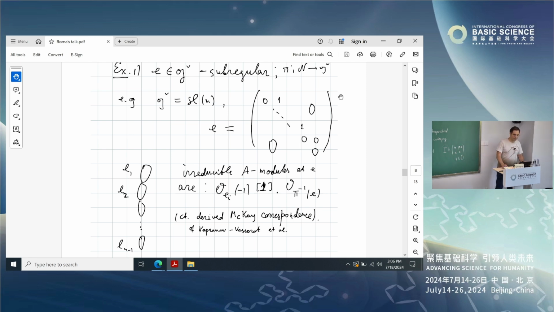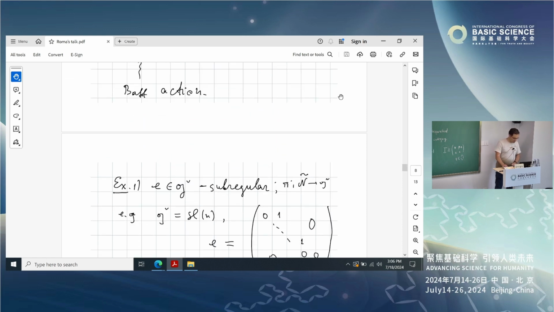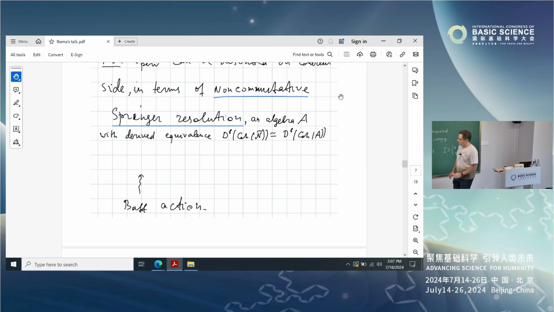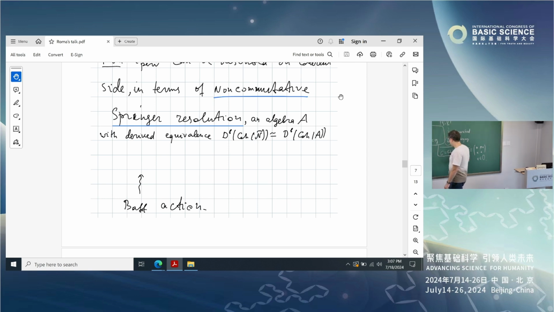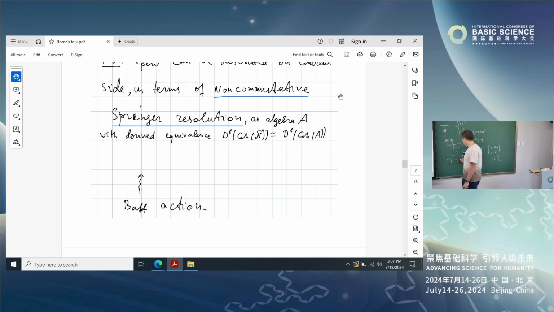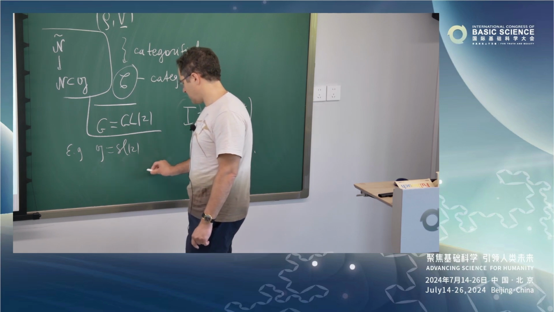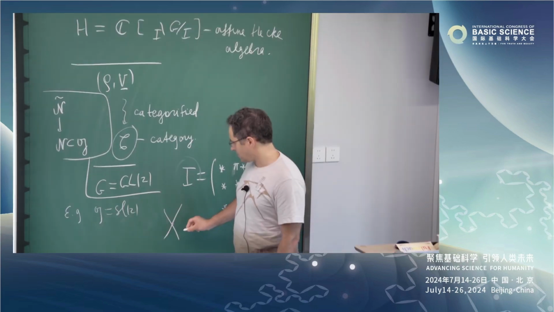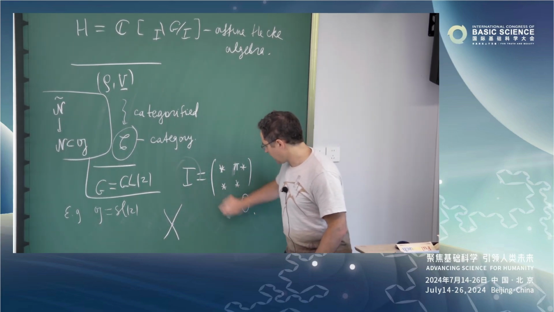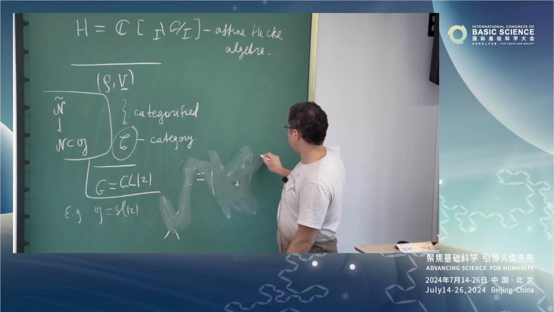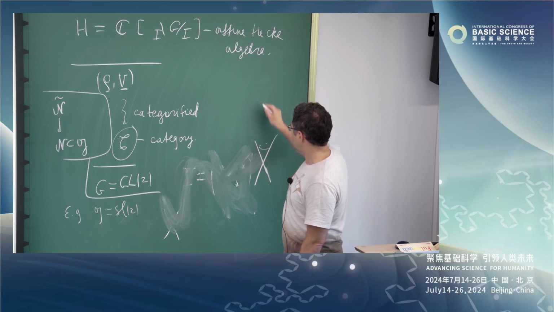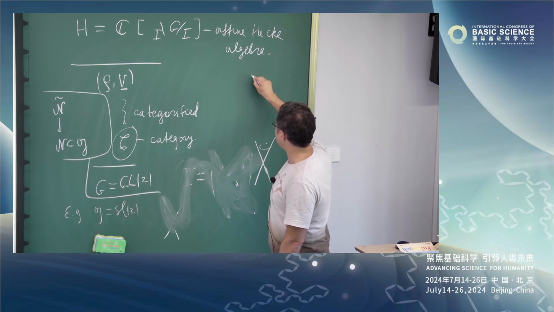Since I'm not giving many details, let me just give at least some examples. What is this noncommutative Springer resolution? As I say on this slide, it's just some algebra derived equivalent to N tilde. N tilde is actually the resolution of singularities of the set of nilpotent matrices. For example, maybe G is SL2, and N is this quadratic cone, and N tilde is its resolution. So there's this quadratic cone, and it's resolved by this.